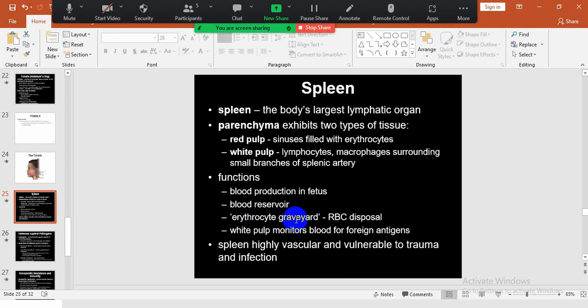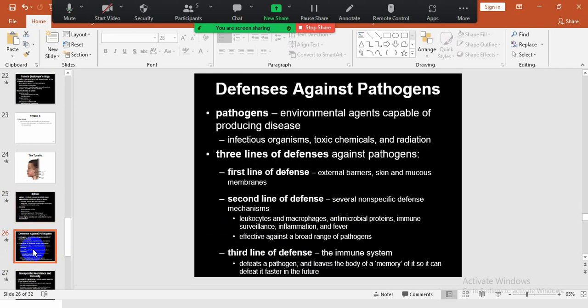That's 120 days. So we call it apoptosis. That is what? Programmed cell death. And necrosis is what? Unprogrammed cell death, or accidental cell death. So white pulp monitors blood for foreign antigens. This one you will read later. It is part of what I described earlier. So I have explained this one already.